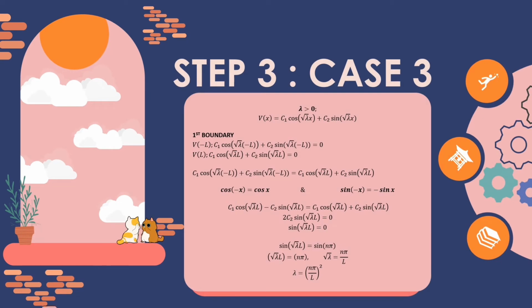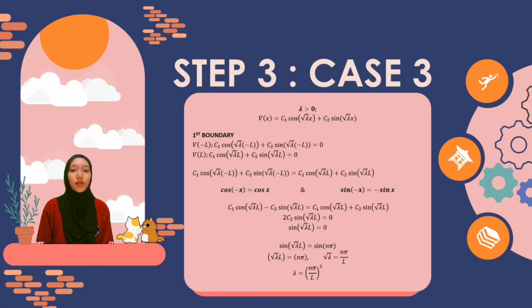Let's continue with the last case, lambda more than 0. This is the general solution. Substitute the first boundary condition, negative L and L, by making equation 1 equal to equation 2. Since cos(negative x) is equal to cos x and sin(negative x) is equal to negative sin x, rearranging the equation will give us 2 C2 sin(L root lambda) equal to 0, which is also equal to V(x). We know sin(n pi) equals 0, hence n pi equals L root lambda.